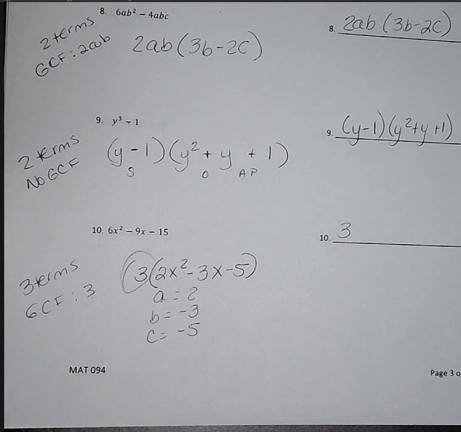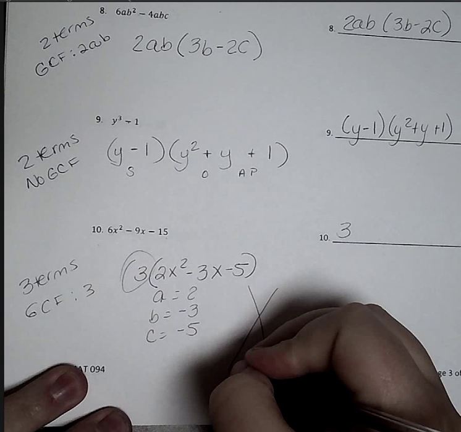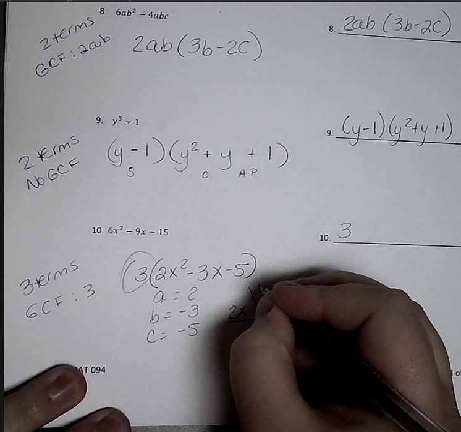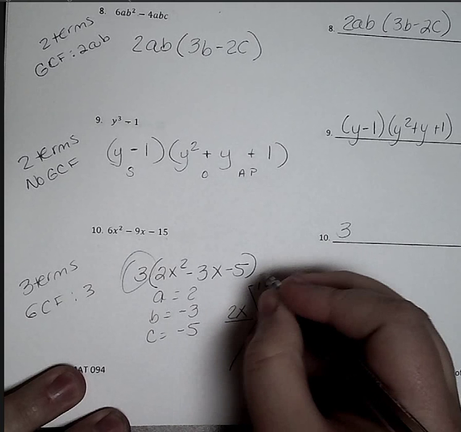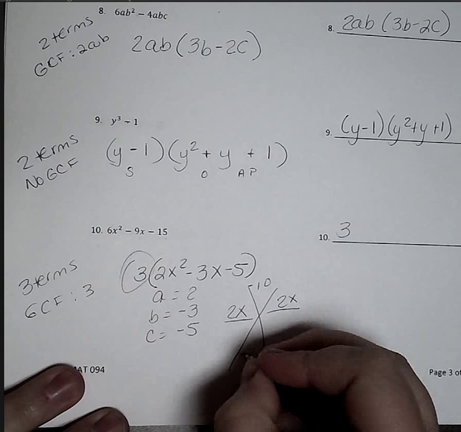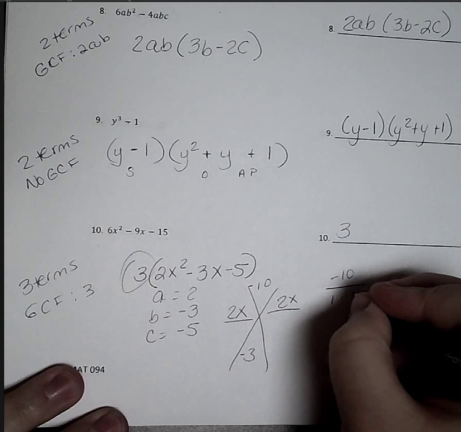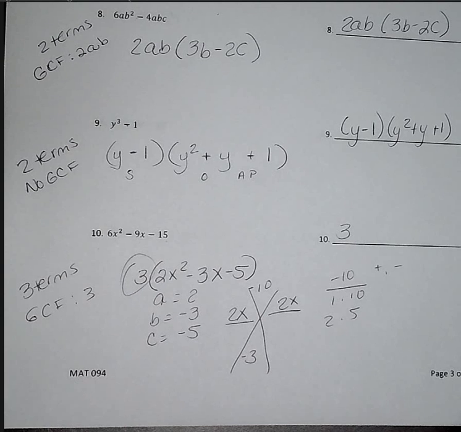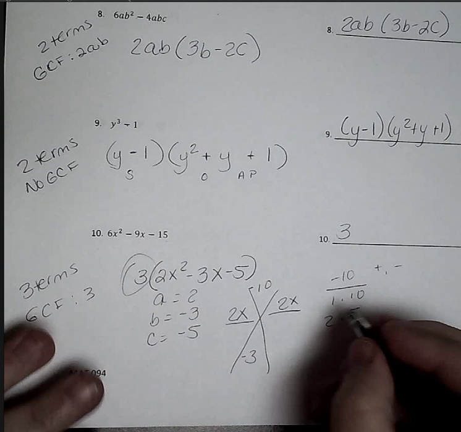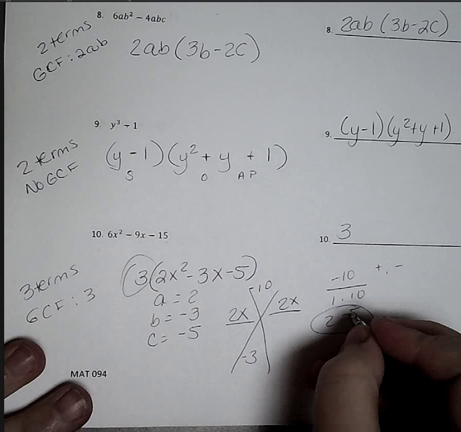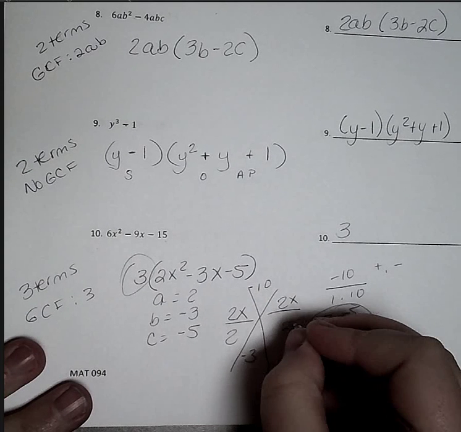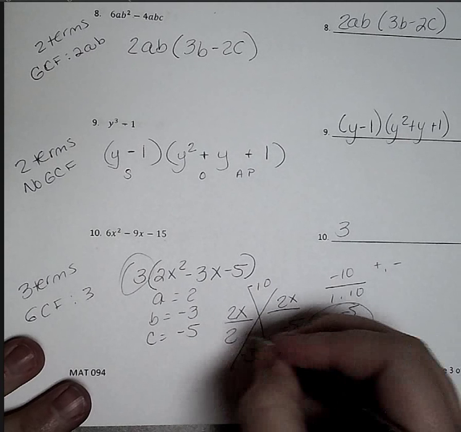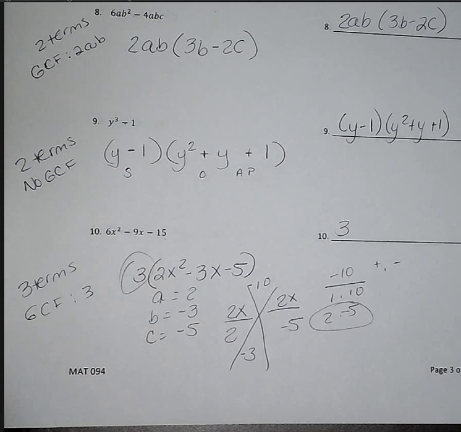Okay? So now I draw my flying X. 2x goes on the top of the wings. 10, and it's a negative. So negative 10 goes up top of the X here. Negative 3 is down here. So I know that one's going to be a positive and one's going to be a negative. 2 and 5 is my pair, and then the 5 is the negative. So 2 times negative 5 is negative 10. 2 plus negative 5 is negative 3. So that means that we are on the right track.